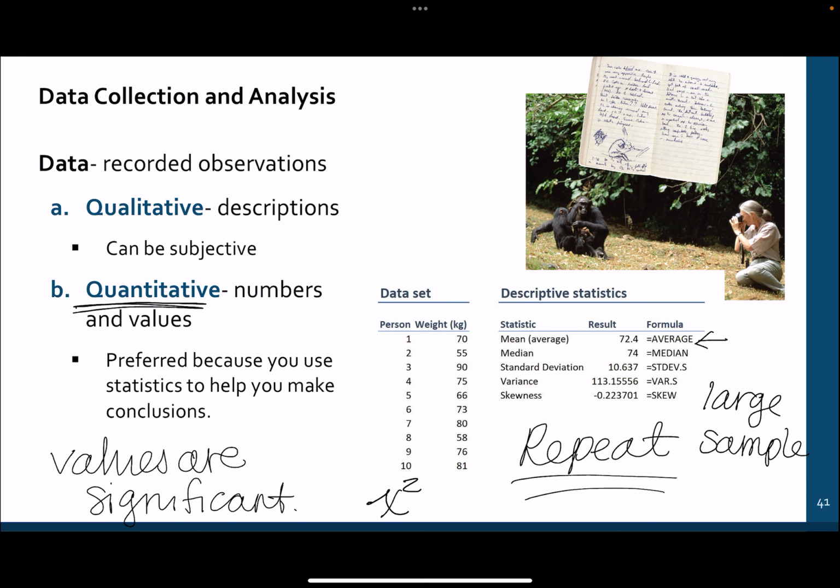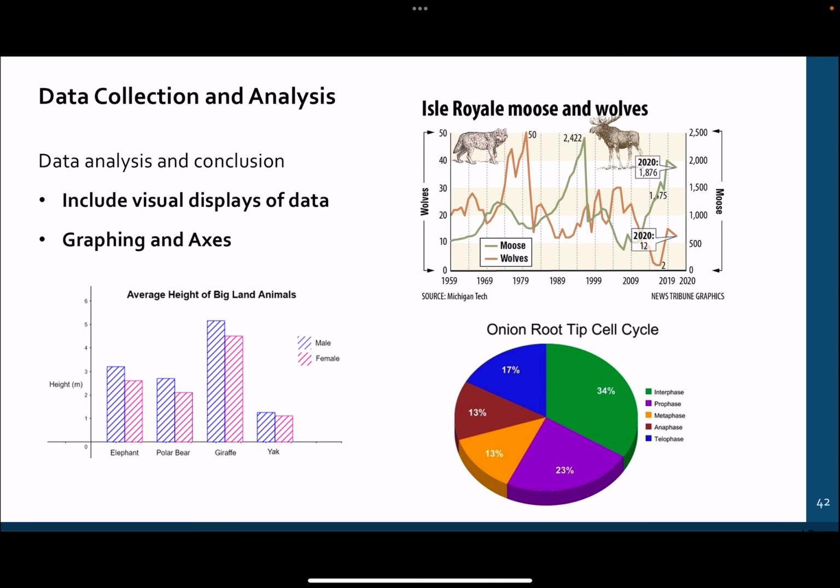Once you have your data and you've done your analysis on it, you usually want to display that data in some way. Now again, the way that you display it really depends on the type of data that you have. But very often in this class, you're going to be asked to make a graph. The important thing about any graph that you make is that you label the X and the Y axis correctly. So on this graph on the right, I have a line graph that shows changes in wolf population and moose population over a long period of time.